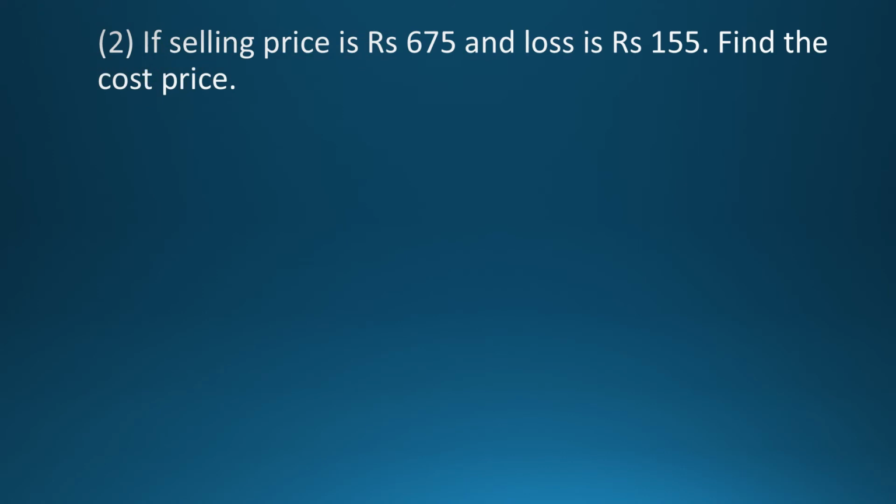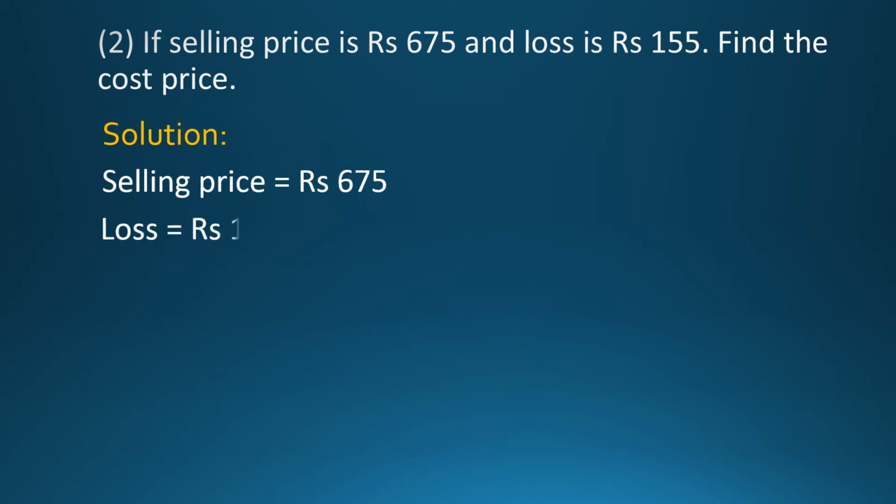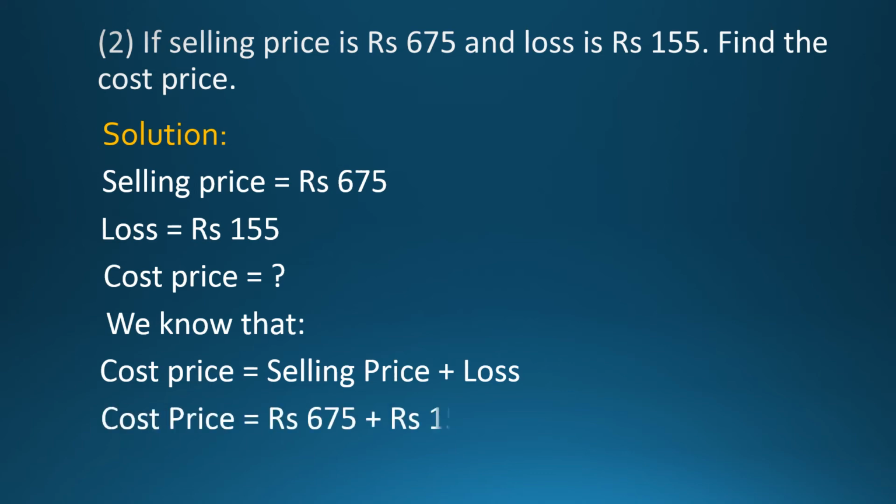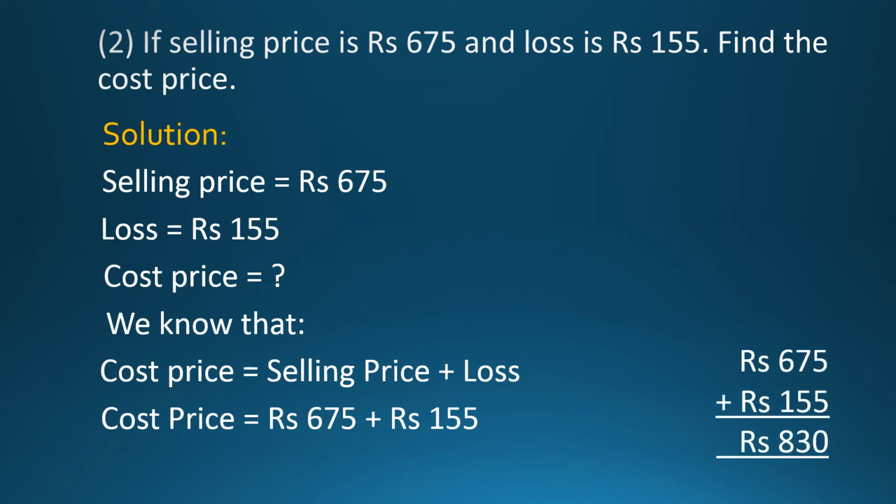Let us solve one more question. If selling price is rupees 675 and loss is rupees 155, find the cost price. See, in this question, selling price is equal to rupees 675 and loss is equal to rupees 155, and cost price we have to find out. We know that cost price is equal to selling price plus loss. Now put the value. Rupees 675 plus rupees 155. Now do the addition. We get rupees 830. So cost price is equal to rupees 830.